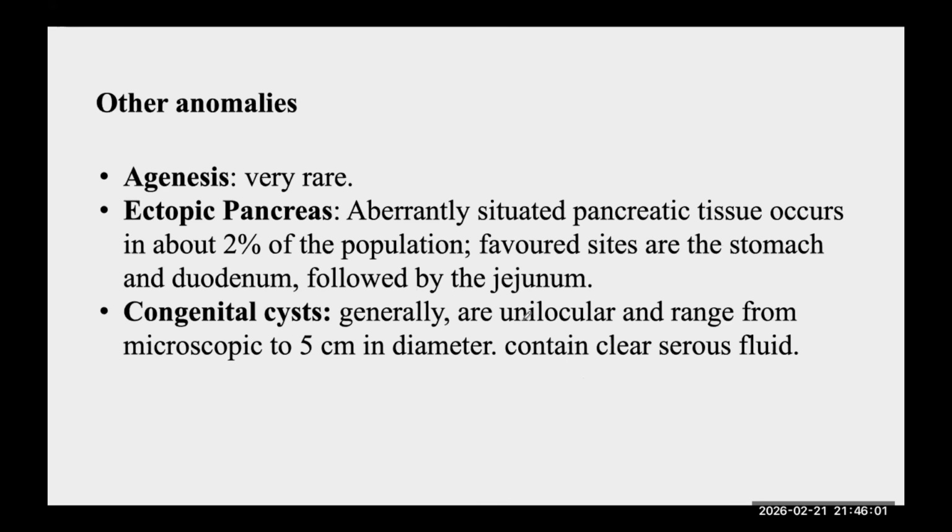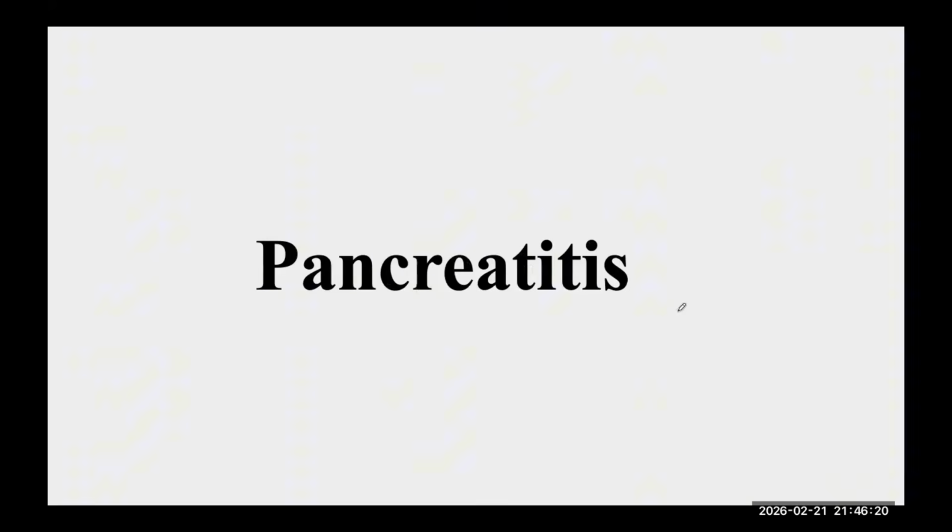Now, congenital cysts, they're generally unilocular, meaning there's just one of them, and they range from microscopic to 5 centimeters in diameter. They're almost never larger than that, so they're relatively small, and they contain a clear serous fluid. This is also important: the fluid is not mucinous, okay?